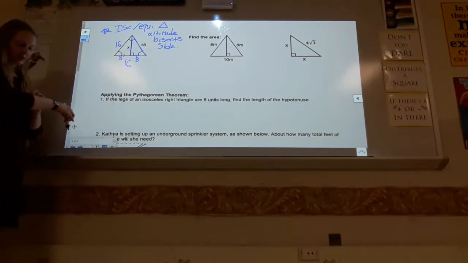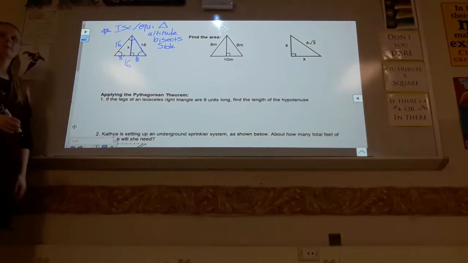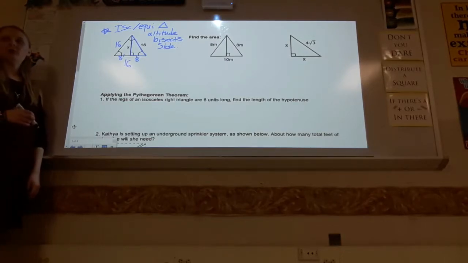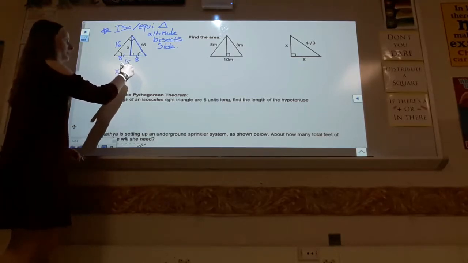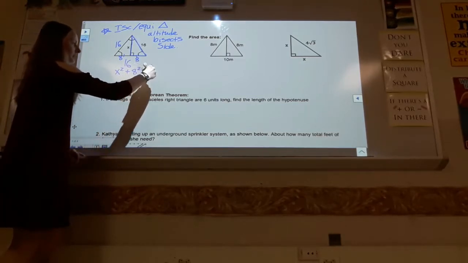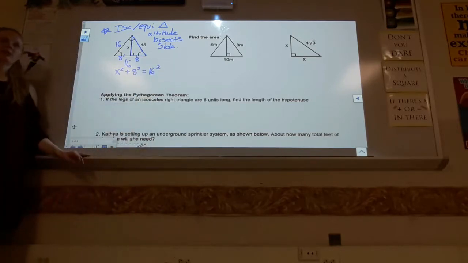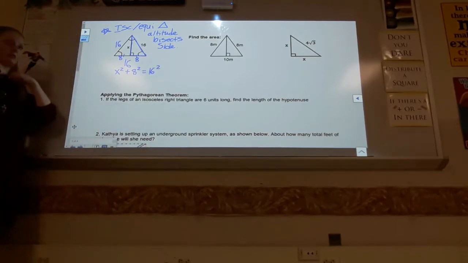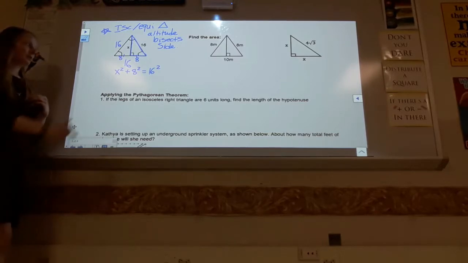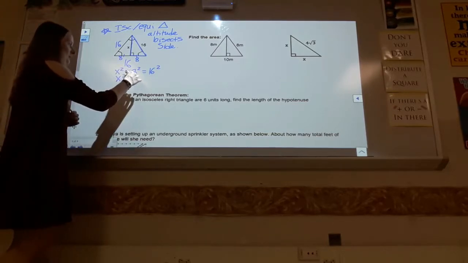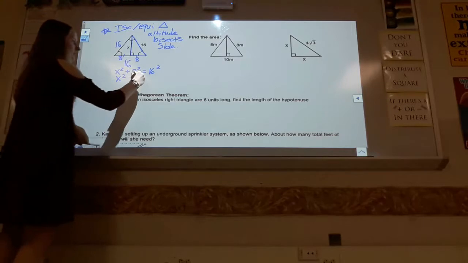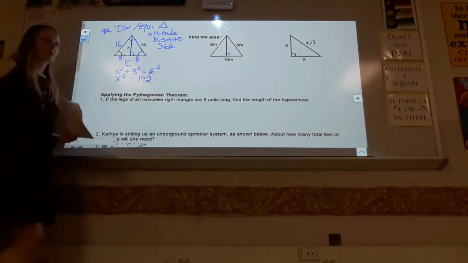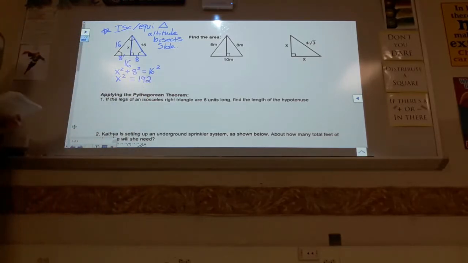So how would I write the Pythagorean theorem for this to solve for x? Anybody know what the formula would look like? X squared plus 8 squared equals 16 squared, yes. Just make sure everything's in the right spot, the 16 being the c because it's the hypotenuse. And then you would do 16 squared minus 8 squared, because you need to get them on the same side. 16 squared minus 64. You get 192.